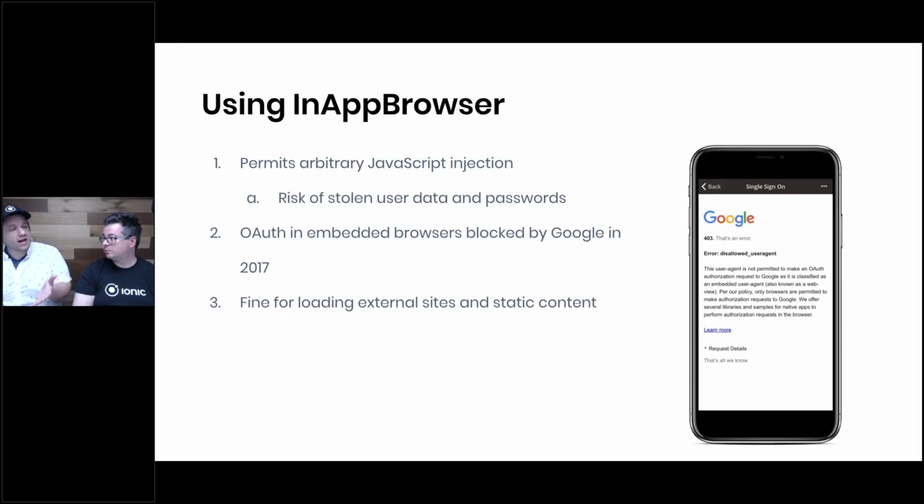For example, you can't do it with Google anymore using an embedded web browser. You might be able to do it with Microsoft or AWS today, but you implement the flow and it works today, it might not work tomorrow. So, yeah, absolutely, it's a big risk.